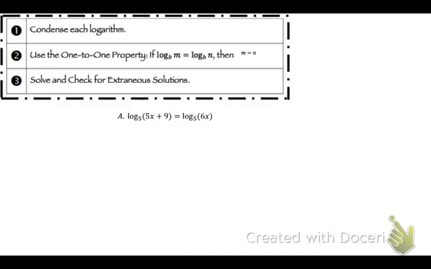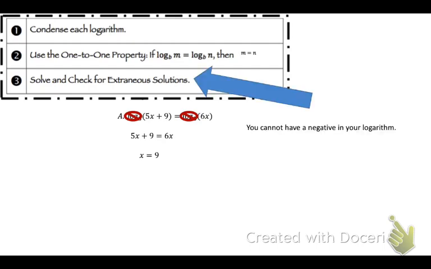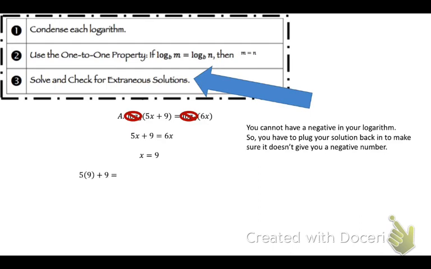So let's get into this. So we have log base 5 of 5x plus 9 equals log base 5 of 6x. We have the same bases, so we're just going to cancel those, and you get 5x plus 9 equals 6x. Solve for x, so x equals 9. Then we're checking for extraneous solutions, which means you cannot have a negative. So you have to plug it back in. So 5 times 9 plus 9 is 54. 6 times 9 is 54, so that works. Okay, and those should also always be equal to each other.